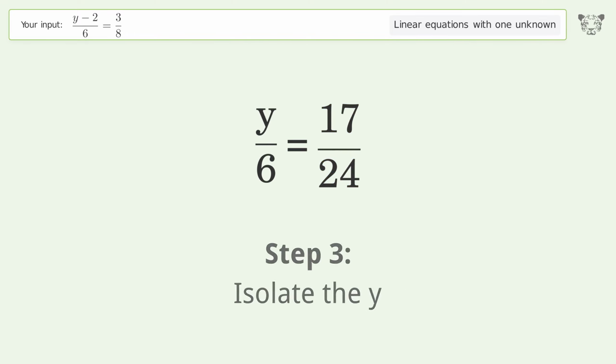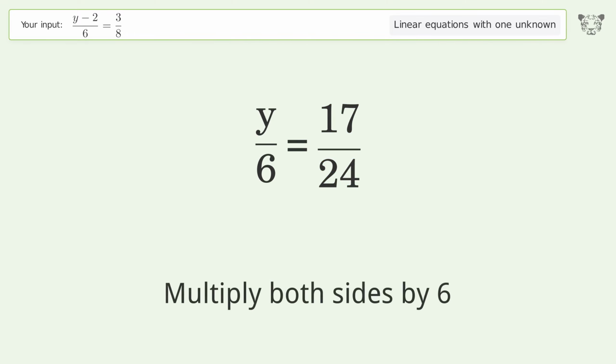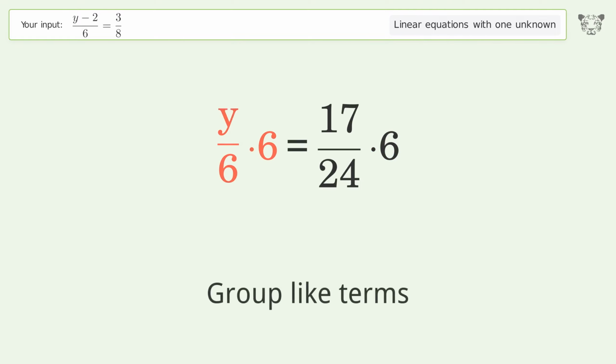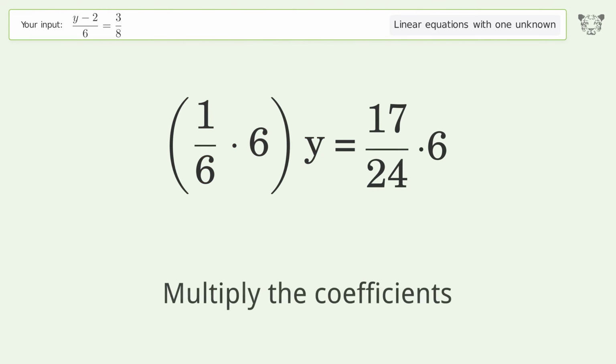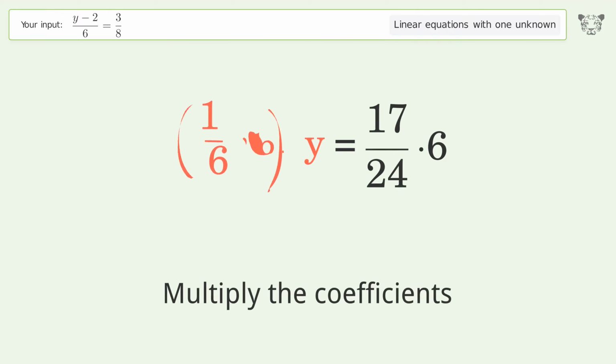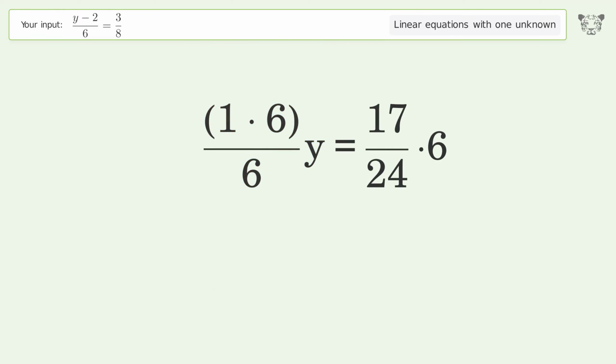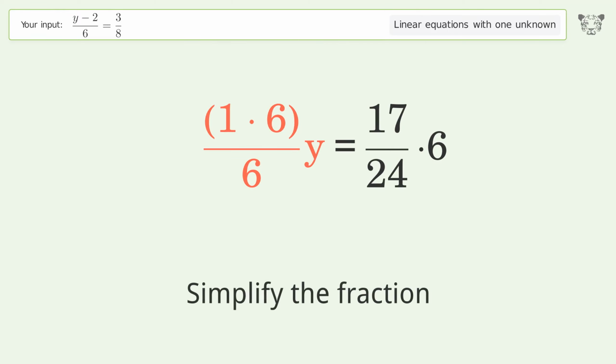Isolate the y. Multiply both sides by 6. Group like terms. Multiply the coefficients. Simplify the fraction.